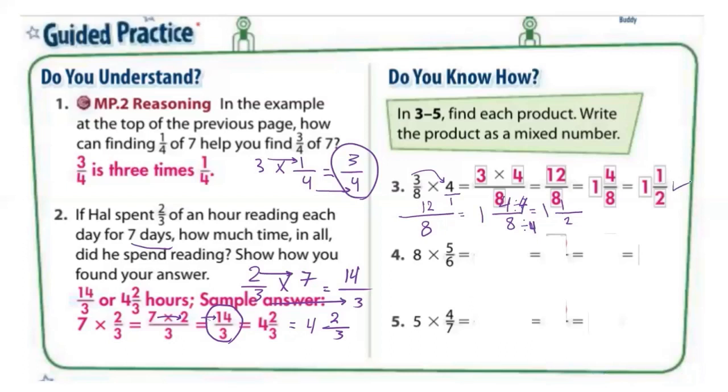8 multiplied by 5 over 6. Okay, what will I do? I will drop this 6 as it is, and multiply just only 5 by 8. That will give me 5 by 8 equals 40 over 6.